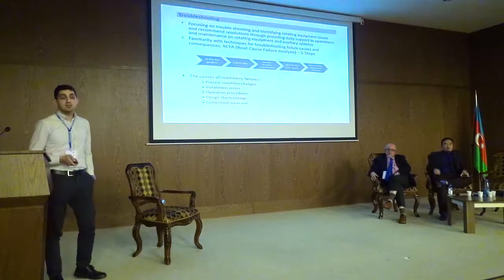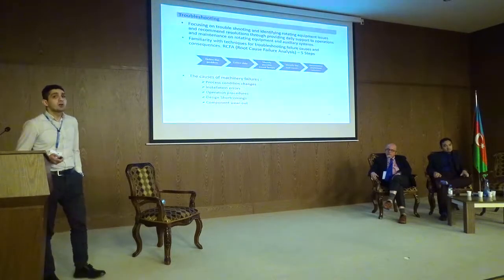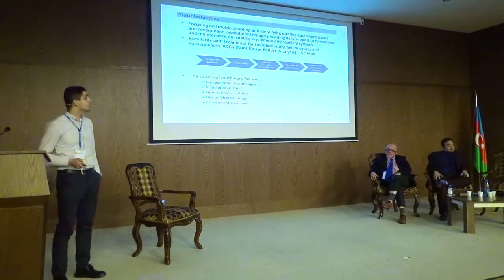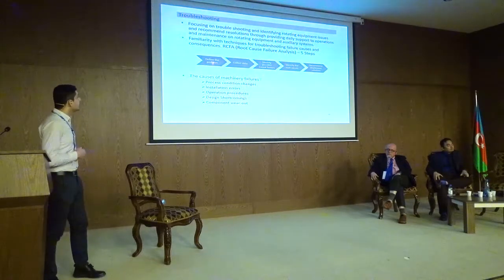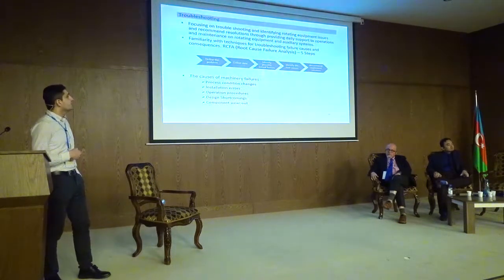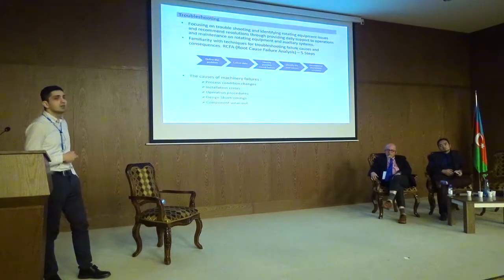So actually, the other important task of a rotating equipment engineer is troubleshooting. Troubleshooting is very critical. In order to troubleshoot, you have some techniques. One of the most widespread techniques is RCFA, root cause failure analysis, where you first define the problem, you collect data, you identify possible causal factors, and by eliminating the possible causal factors, you end up with a root cause. Once you have found the root cause, you can start generating a solution, and then you can implement the solution. Typically the causal factors of machinery failures are process condition changes, installation errors, operation procedures, design shortcomings, or component wear out.